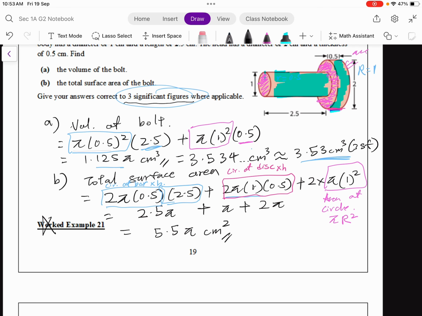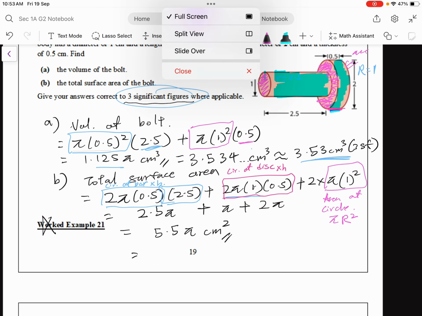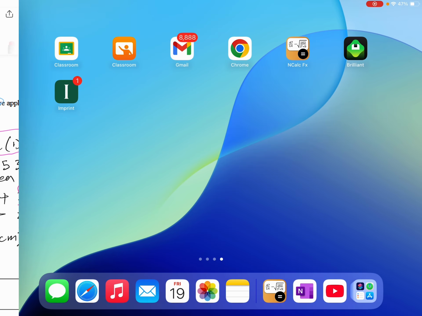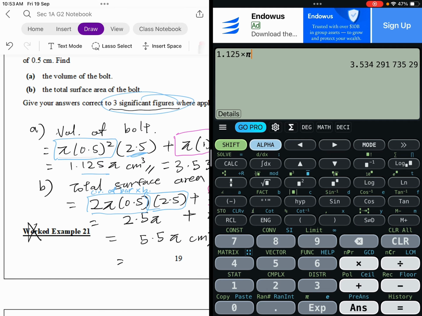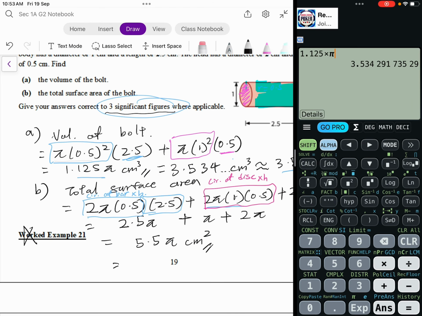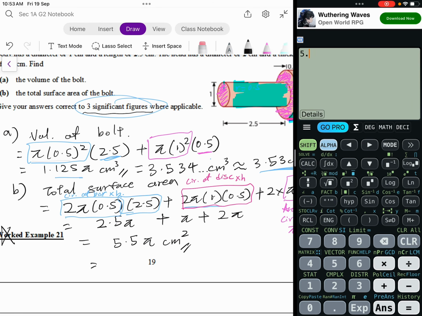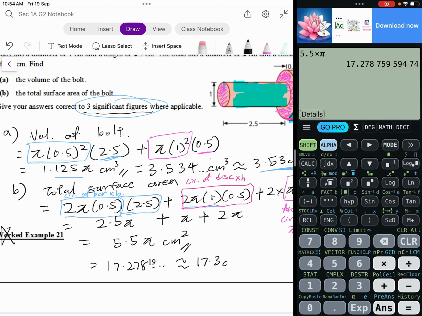This part I haven't converted to 3 significant figures. So 5.5 times pi equals 17.278. Round off to 17.3 cm squared, 3 s.f.